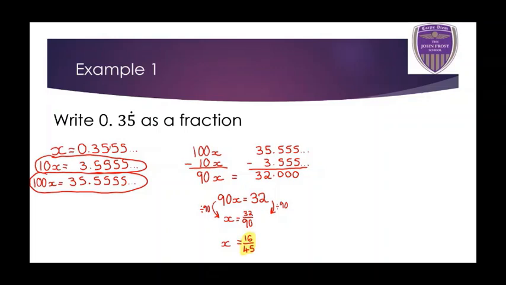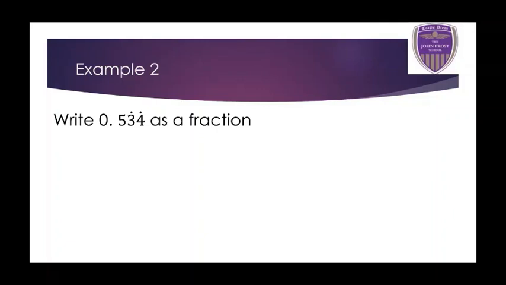Let's have a look at another example. Now here we've got 0.534 recurring as a fraction, okay? We're going to write this number as a fraction. So once again, start with x, and I've got 0.5, so only one 5, and then the 3 and the 4 repeat, okay? Because the dot's above the 3 and the 4, okay? Next, let's use 10x, and that'll be 5.3434. Now this isn't useful to me because the decimals don't match up.